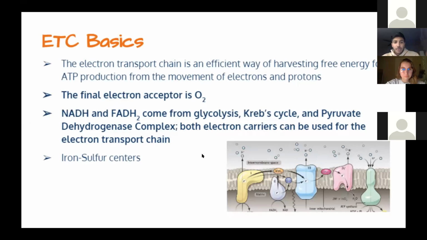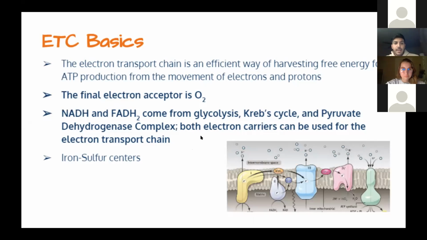One of the most important things that you should know about the ETC is that the final acceptor is going to be O2. Once O2 accepts those electrons, it's going to be reduced to H2O. That's really important. This is the final acceptor of the electron transport chain. Then you have your NADH and your FADH2. They come from all of the pathways that we've been studying, and they're the reduced electron carriers that supply that energy.